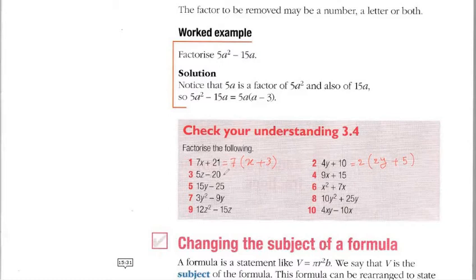5z minus 20, the common factor is 5, between 5 and 20. 5z divide 5, it's only z, minus 20 divide 5, it's 4. 9x plus 15, the common factor between 9 and 15 is only 3. 9x divide 3, 3x, plus 15 divide 3, 5.